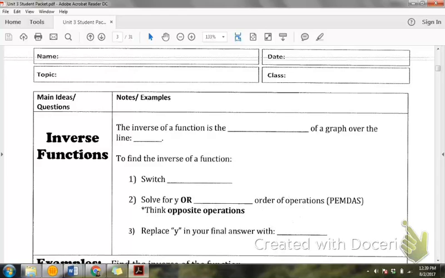Okay, so this is lesson 3.2, and this is called inverse functions.